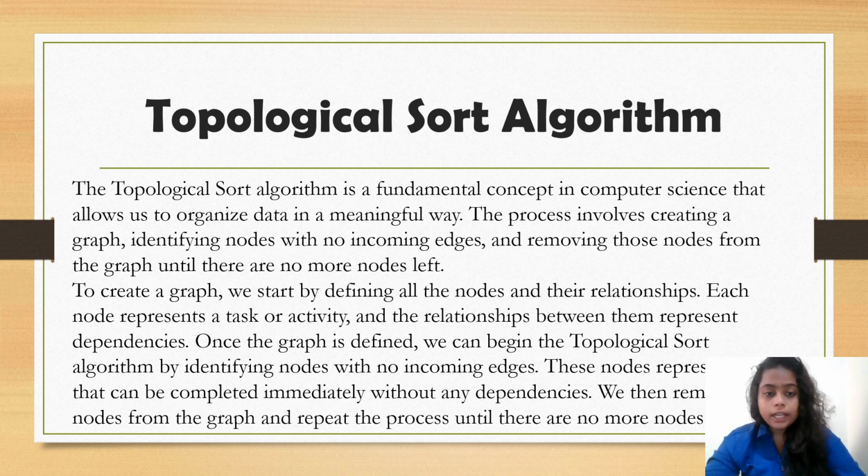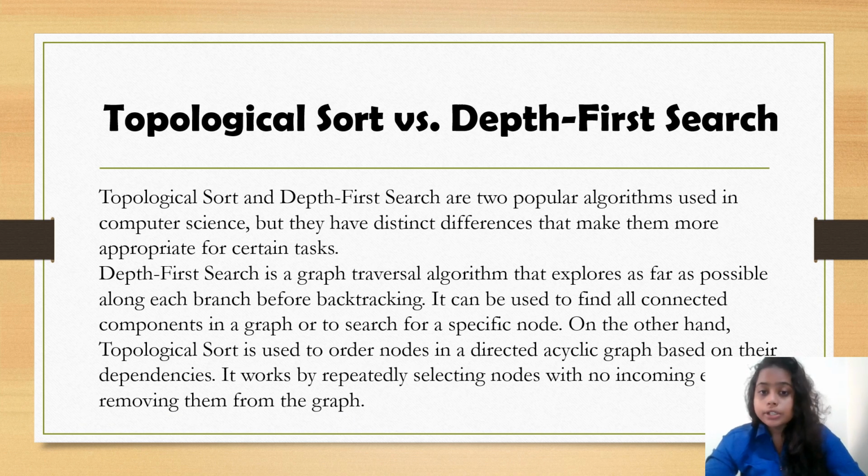Moving forward, we have topological sort versus depth first search, also known as DFS. Topological sort and depth first search, also known as DFS, are two popular algorithms in computer science, but they have distinct differences that make them more appropriate for certain tasks. DFS, or depth first search, is a graph traversal algorithm that explores as far as possible along each branch before backtracking.